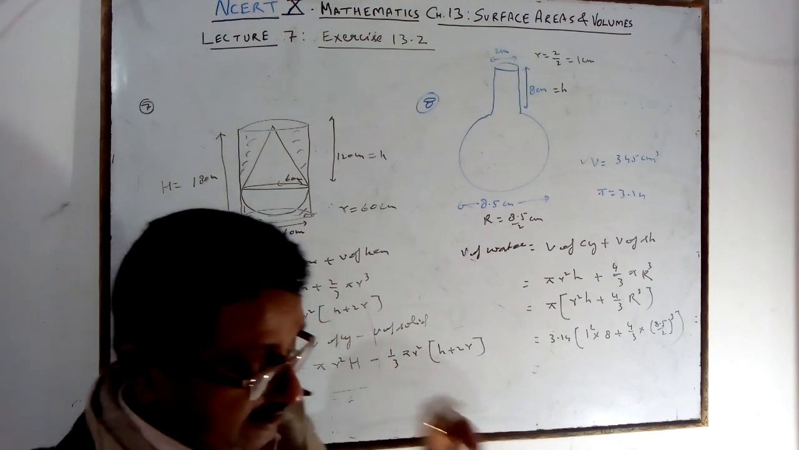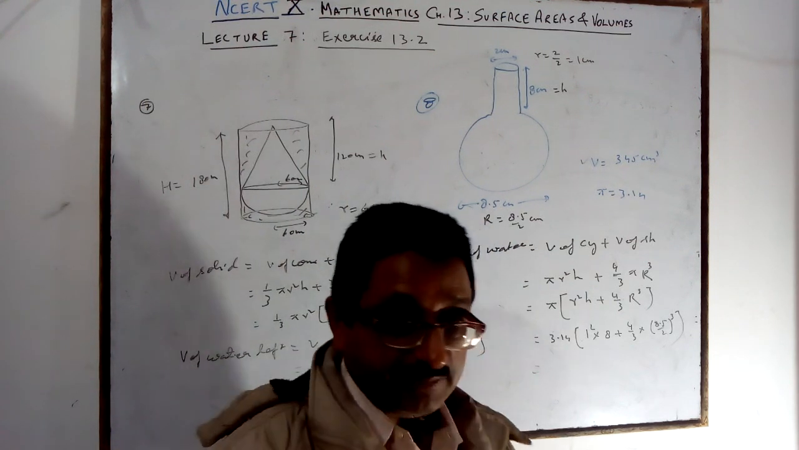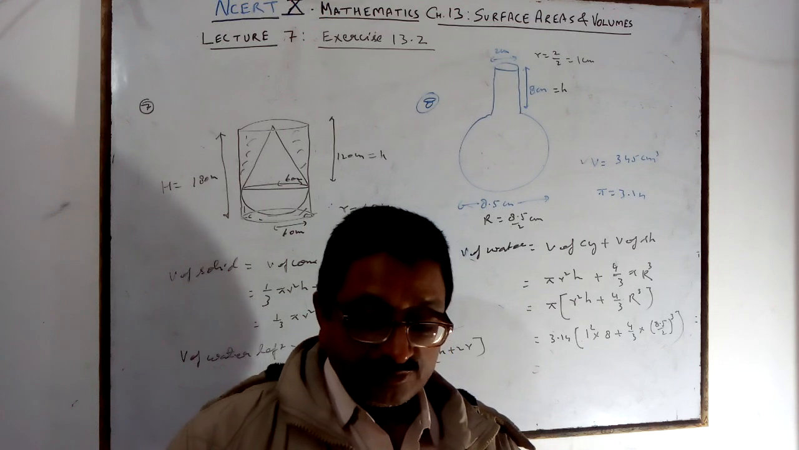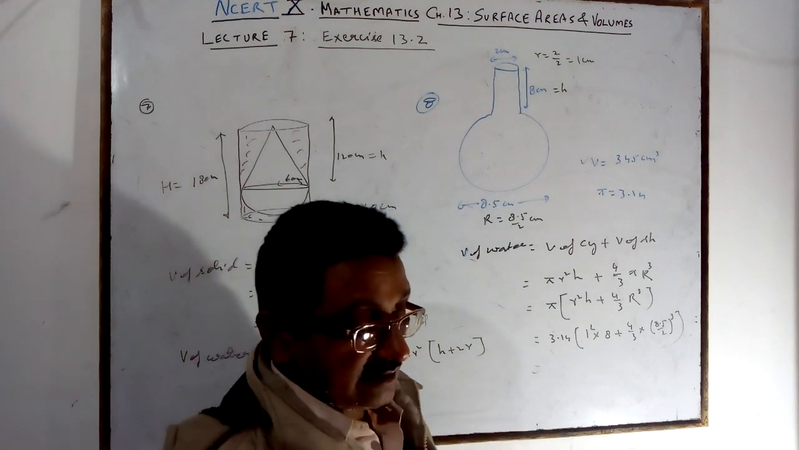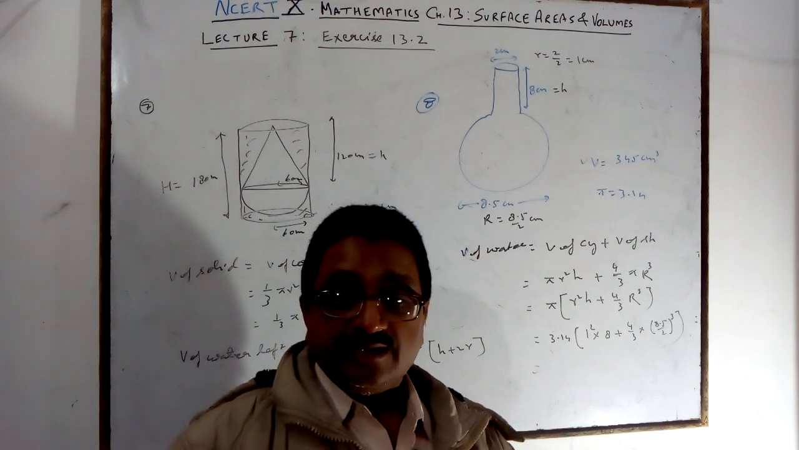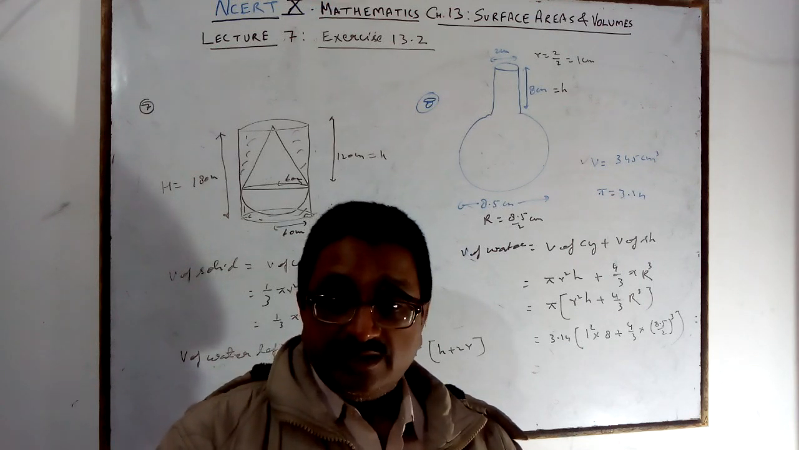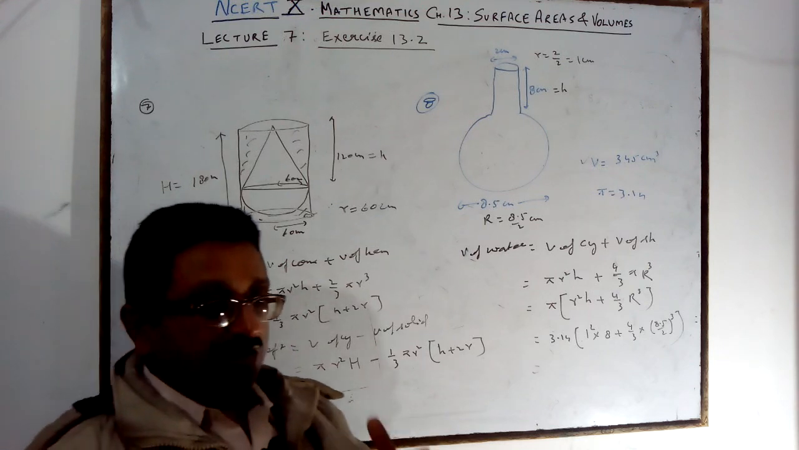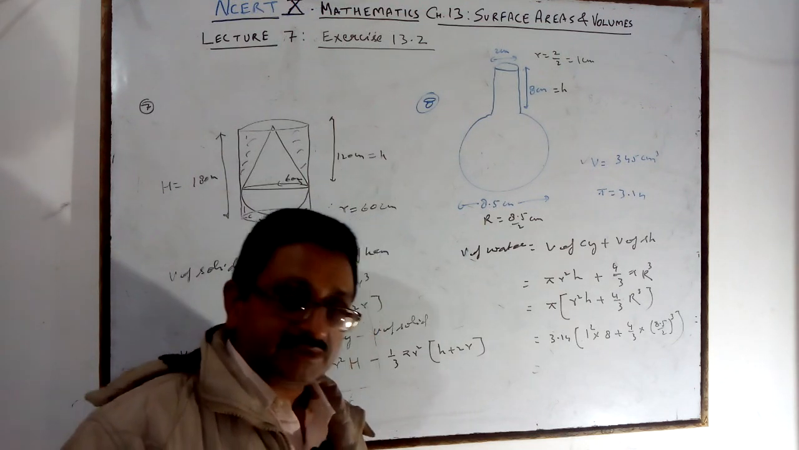That's all for today. This chapter is over. Next is the conversion of solids from one shape to another, like melting wax or a sphere, or clay. How will you make one model into another model? We'll see in the next class. Thanks.